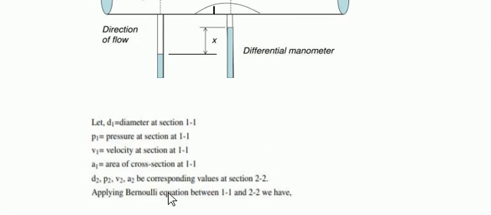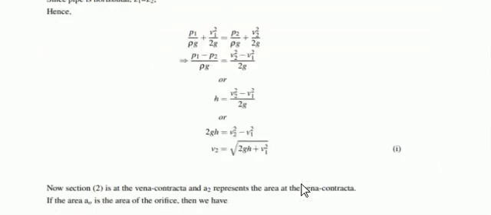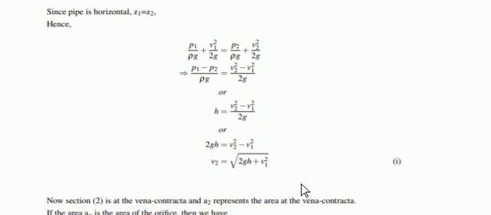Now we can apply the Bernoulli equation between 1-1 and 2-2. We follow the same procedure for the orifice meter. This is our Bernoulli equation: p1 by rho g plus v1 square by 2g plus z1 is equal to p2 by rho g plus v2 square by 2g plus z2. The procedure to derive the discharge Q is the same as for the venturi meter. Since the pipe is horizontal, z1 is equal to z2, then we are left with p1 by rho g plus v1 square by 2g is equal to p2 by rho g plus v2 square by 2g.